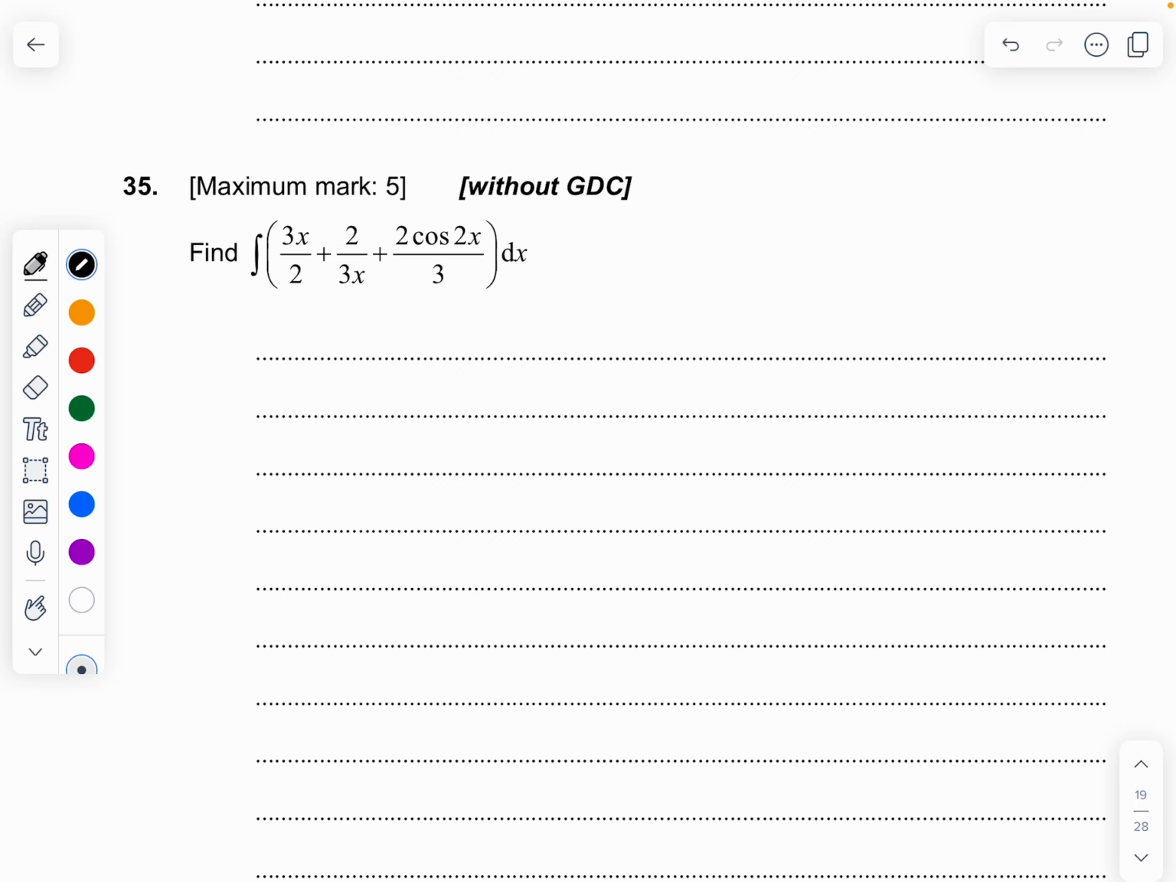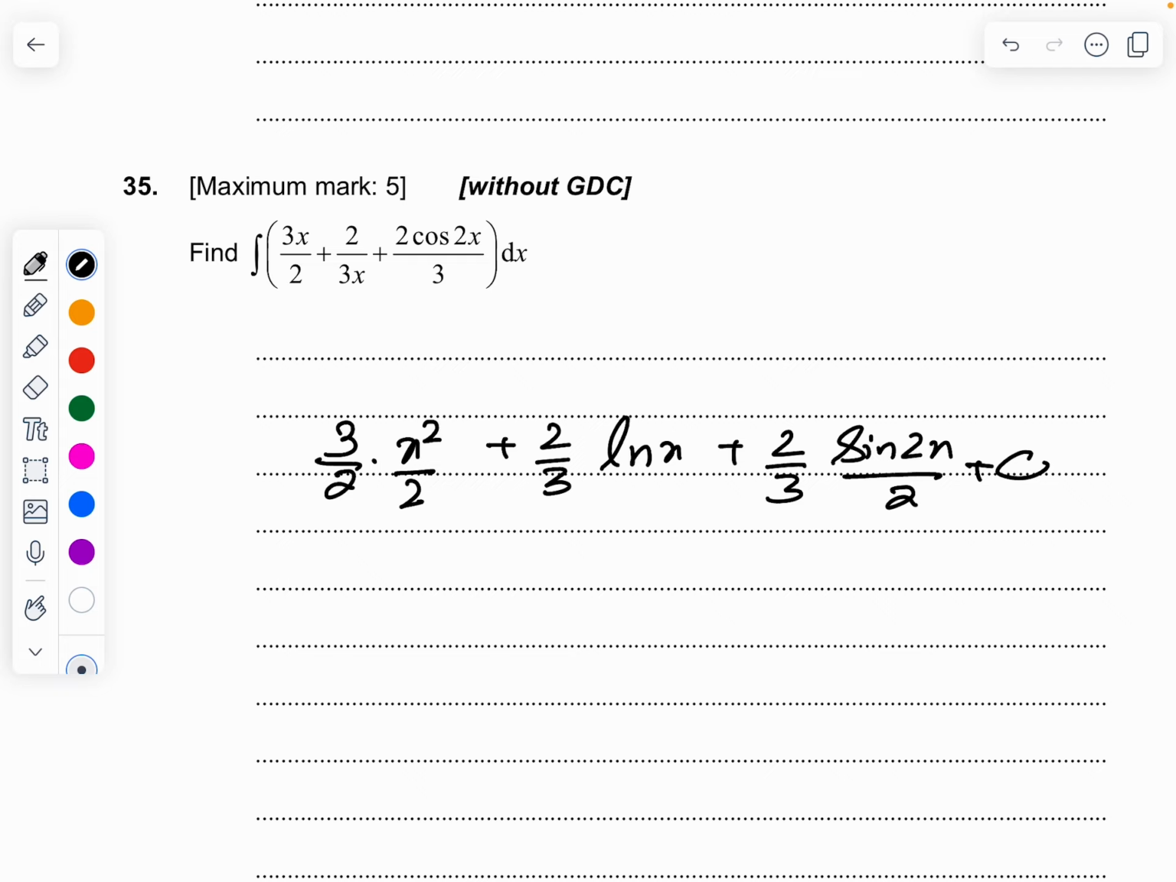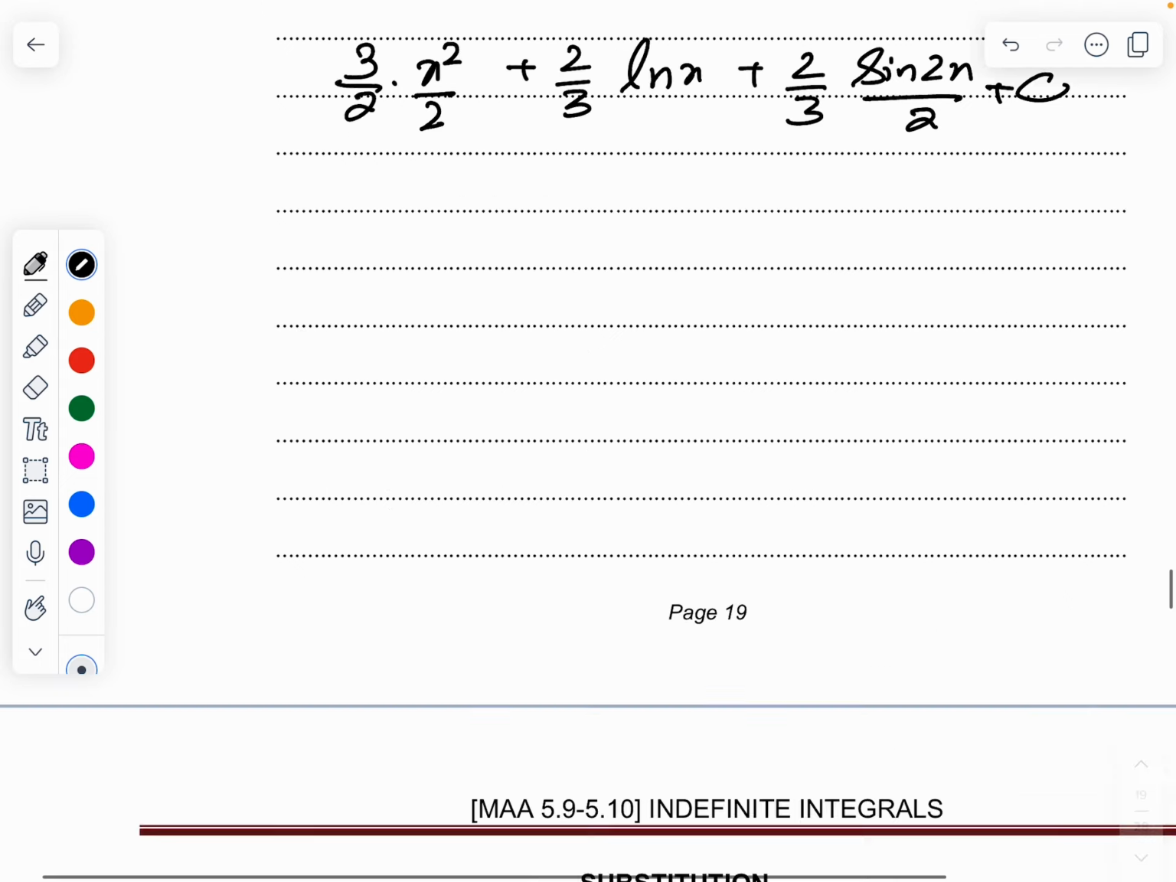Question number 35. 3 upon 2, x integral is x square upon 2, plus 2 upon 3 ln x plus 2 upon 3 sin 2x divided by 2 plus c. That's going to be the answer.